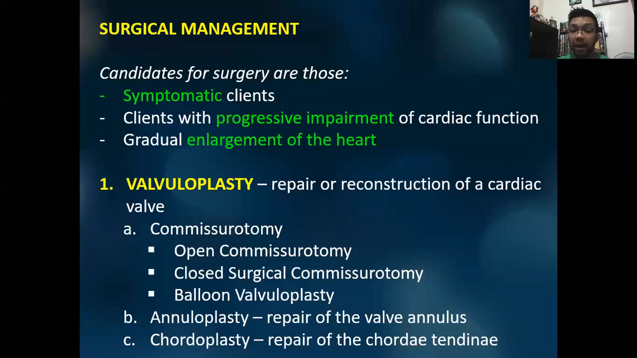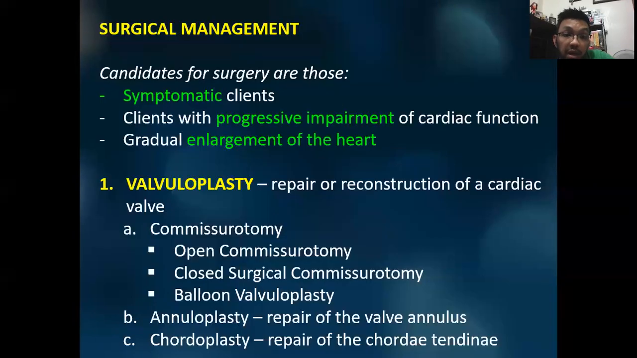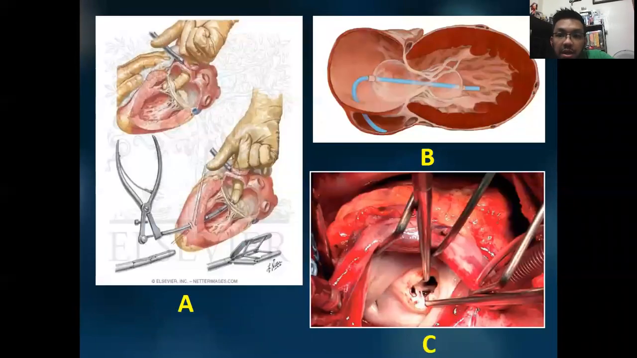Annuloplasty, this is the repair of the valve annulus. And chordoplasty, it's the repair of the chordae tendineae if the chordae tendineae is the one that is malfunctioning. So A is an example of commissurotomy. This is open commissurotomy. B is annuloplasty, while C is chordoplasty here. So these are examples.